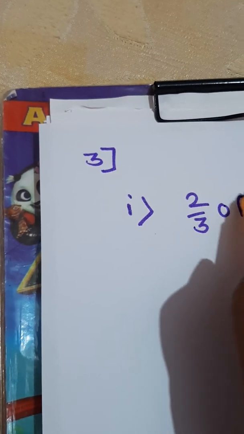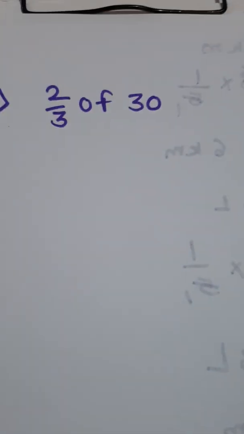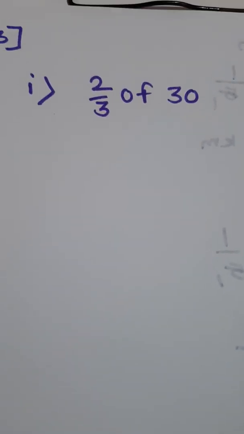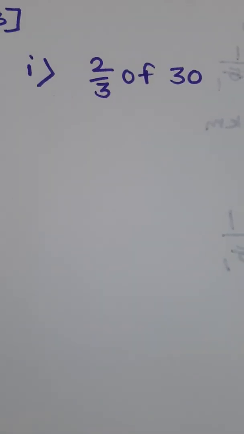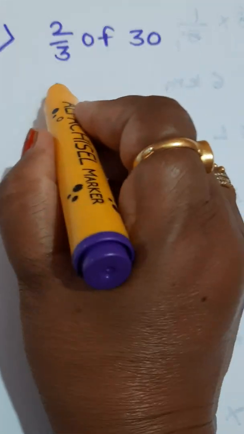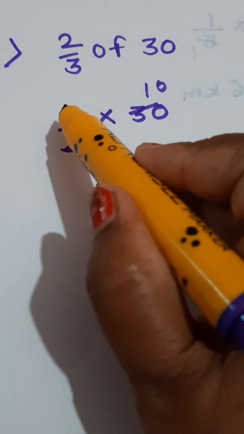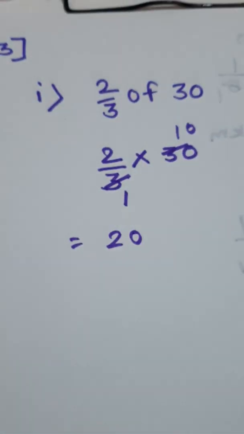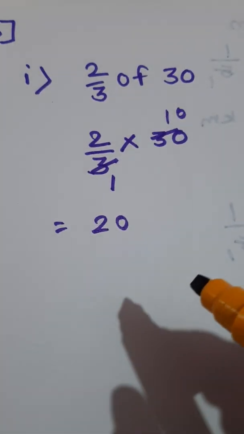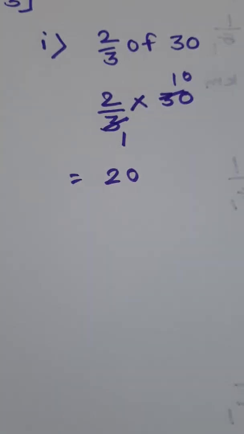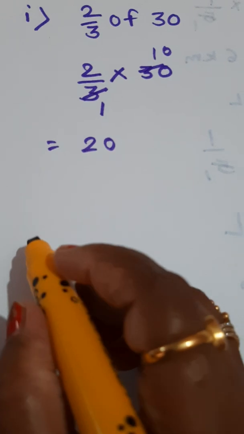2/3 of 30. How we have solved above 1/3 of the given number or 1/5 of the given quantities, the same way you have to solve here. 2/3 of 30 means 2/3 into 30. 3 1s are 3, 3 10s are 30. And 10 into 2 means 10 multiplied by 2. 10 2s are 20. So what answer did we get? 2/3 of 30 is equal to 20. The same way we are solving these problems.